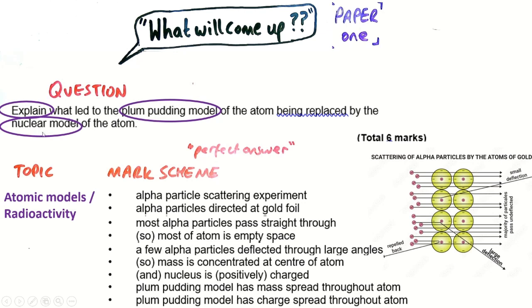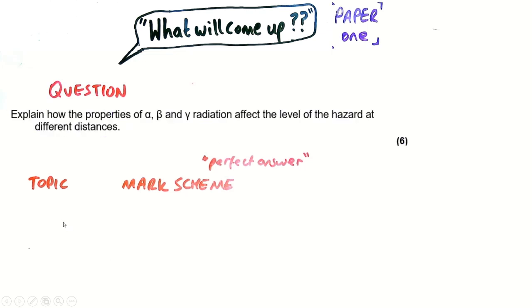Next question we're going to look at is one about radiation, or radioactivity, and it says, explain how the properties of alpha, beta and gamma radiation affect the level of hazard at different distances. So there's quite a lot to unpack here. We've got to talk about alpha, beta and gamma, their properties, i.e. what they are, and their hazard. So hazard meaning essentially what danger do they have at different distances.